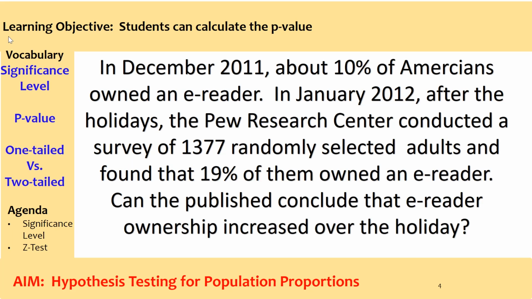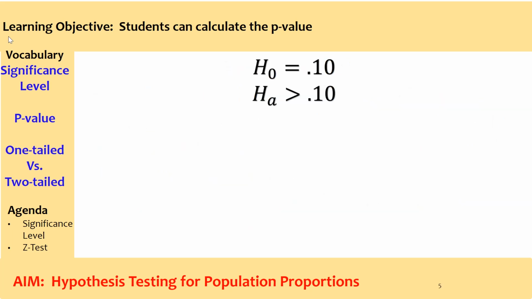Now, we're going to go back to this question about the e-readers. So it's on the second page of your guided notes. About 10% of Americans own an e-reader in 2011. In January 2012, after the holidays, the Pew Research Center conducted a survey of 1,377 randomly, very important, right? They tell us it's random, selected adults, and found that 90% of them owned an e-reader. Can the publisher conclude that the e-reader ownership increased over the holiday? So first things first is step one, right?